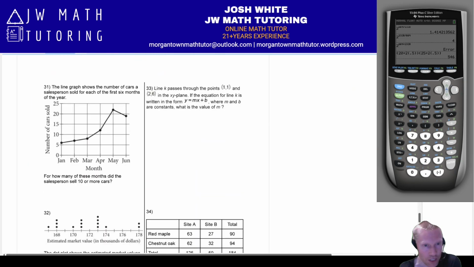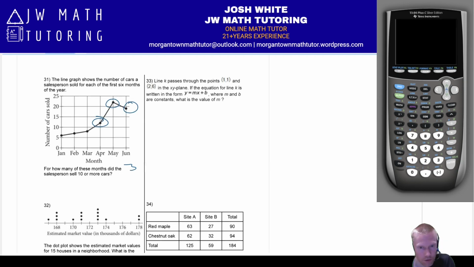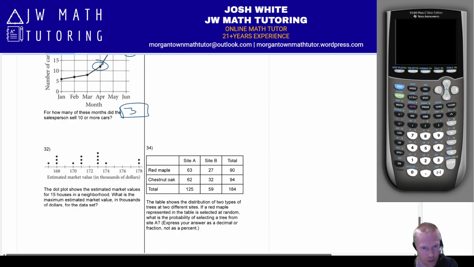All right, next we have the 8 student-produced response questions, or basically the grid-ins. So for the first one, how many of these months were there 10 or more cars sold? Well, we've got basically April, May, and June, so there are 3. The correct answer that you grid in is just the number 3. That's it, nothing more. Move on to the next question.